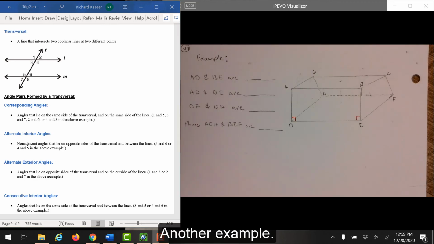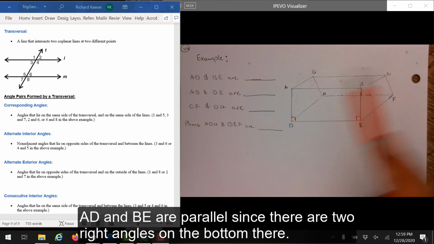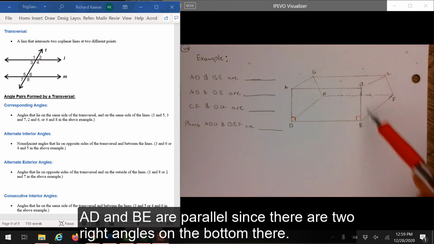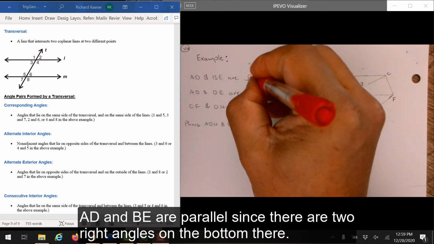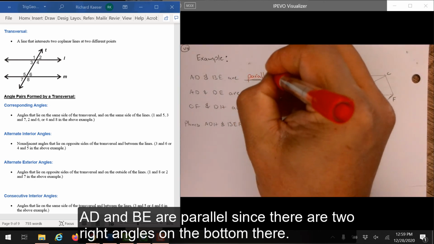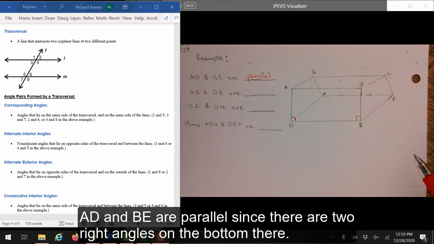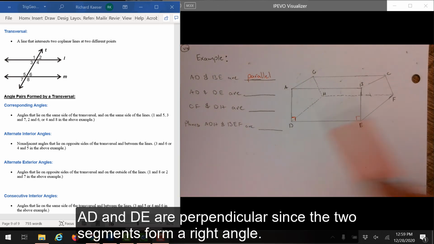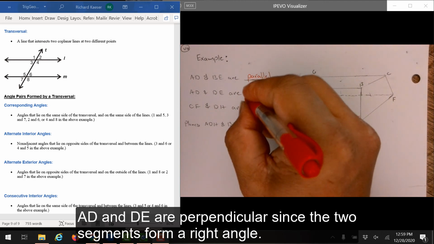Another example. AD and BE are parallel since there are two right angles on the bottom there. AD and DE are perpendicular since the two segments form a right angle.